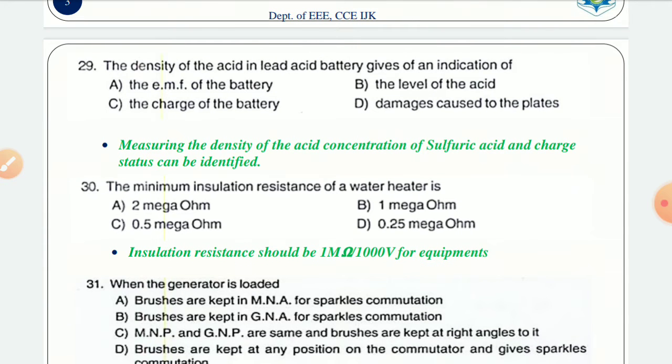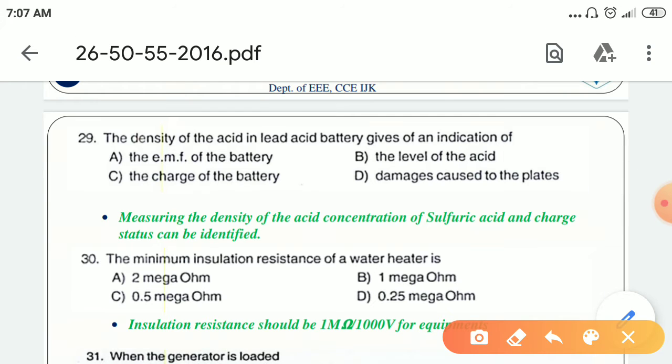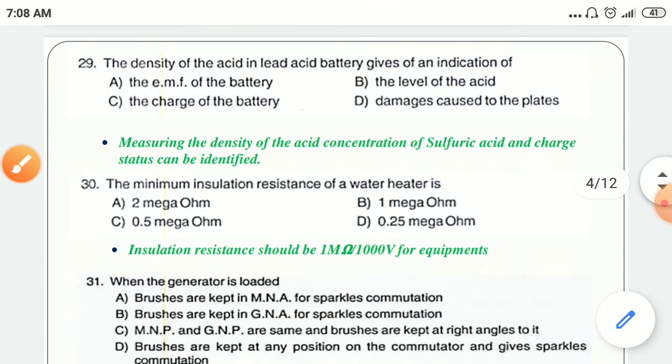Density of acid in lead acid battery gives an indication of. So the answer for question number 29 becomes option C, that is the charge of the battery. By measuring the density of an acid, the concentration of sulfuric acid, the charge status can be identified for the lead acid battery. So the answer for question number 29 is option C. Let's move on to the next question, question number 30.